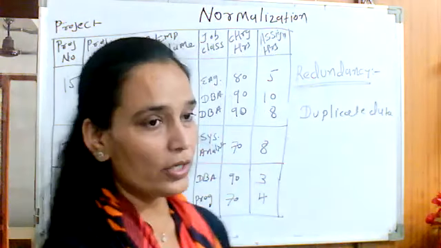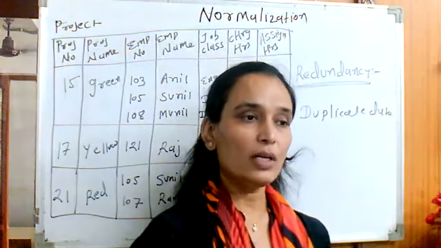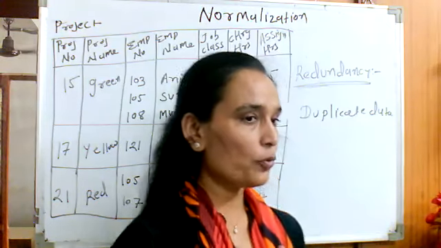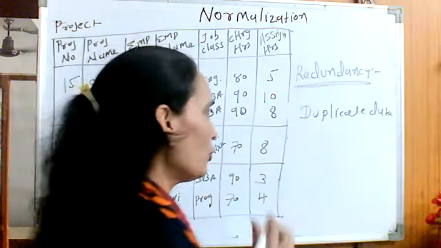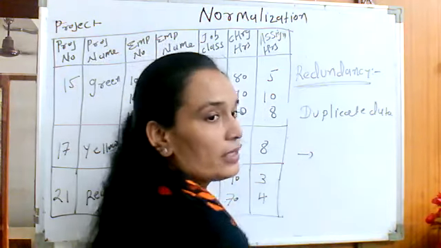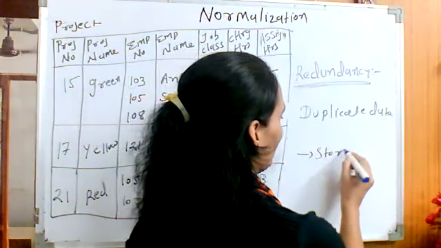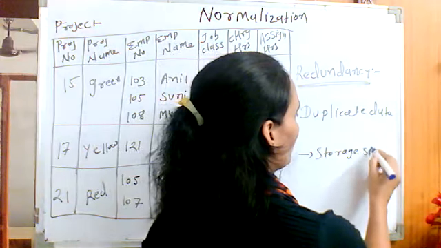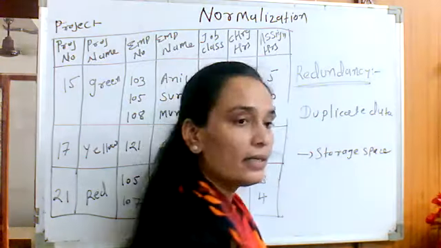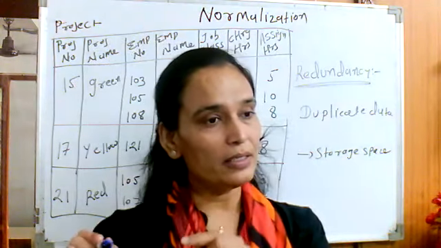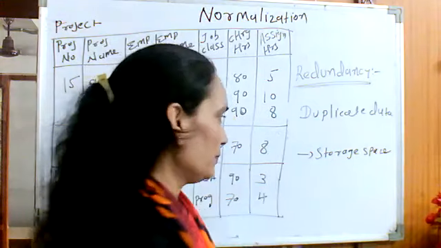Why do we need to reduce redundancy? Because redundancy creates some problems. Which type of problems does redundancy create? First of all, because of redundancy, we need more storage space. Second, redundancy creates another problem. It is called inconsistency.